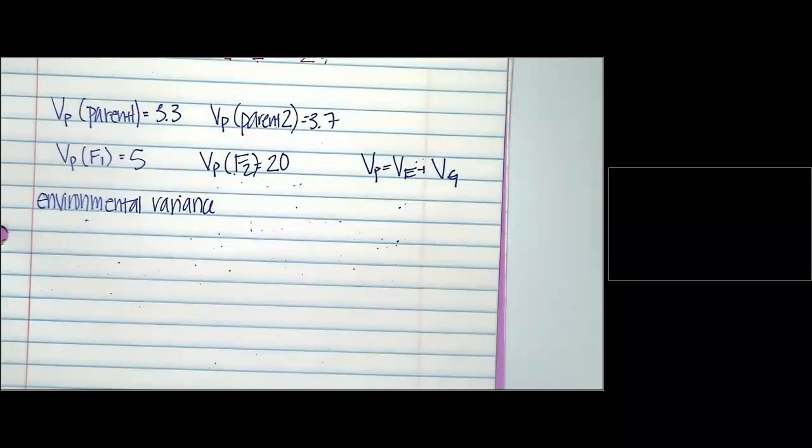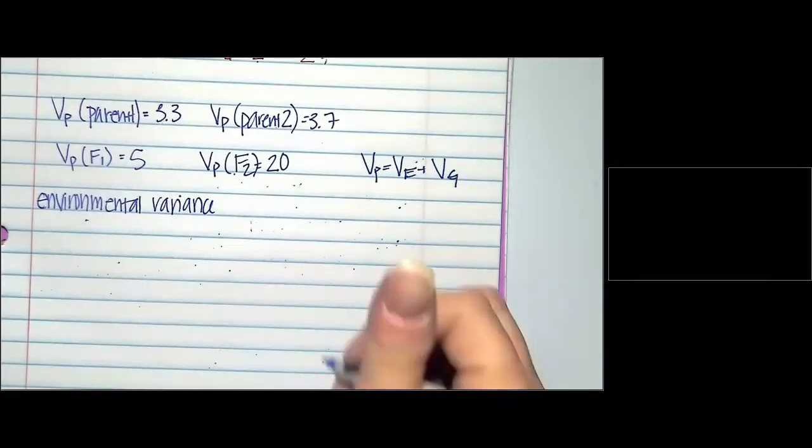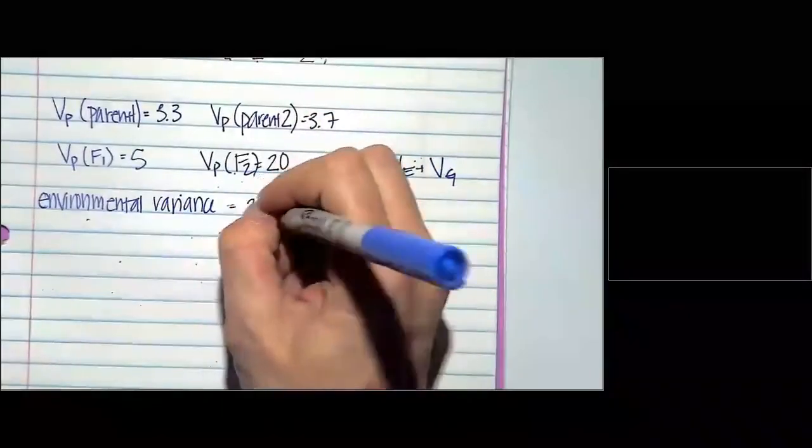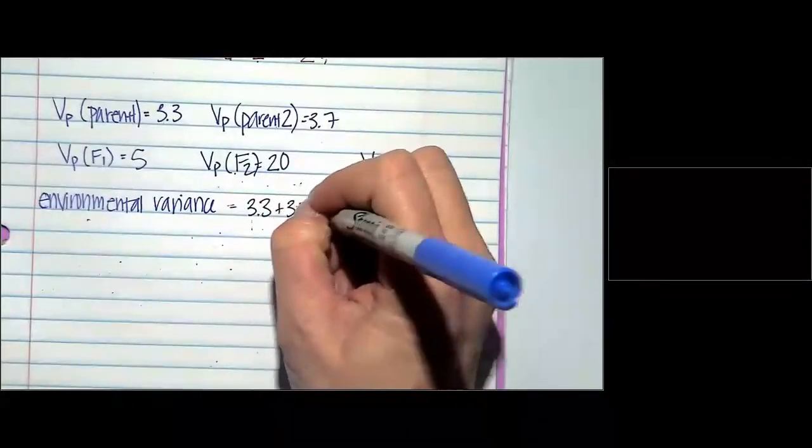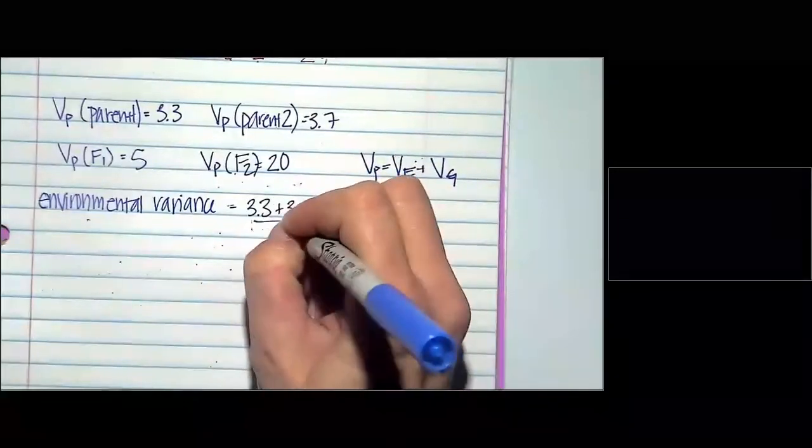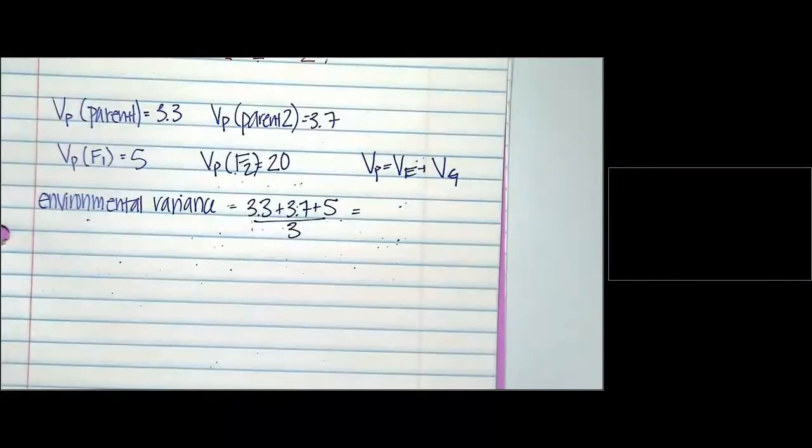In parental line 1, they're all pure breeding. They have the same genotype. So in parental line 1, parental line 2, and the F1, all of the variance is environmental. All of the variation we see is due to environmental factors. So we are going to estimate the environmental variance by averaging those three numbers. We're going to take 3.3 plus 3.7 plus 5 and divide it by 3. So what did you get when we did that?